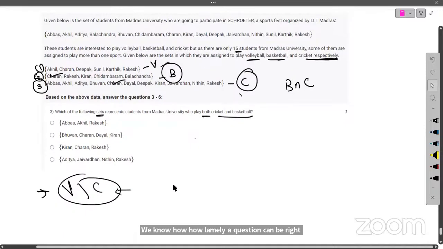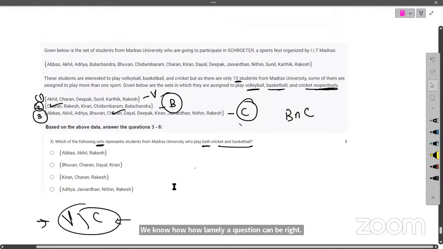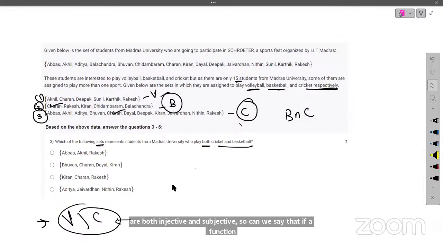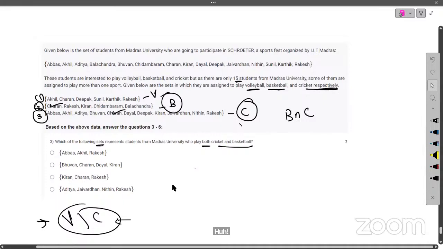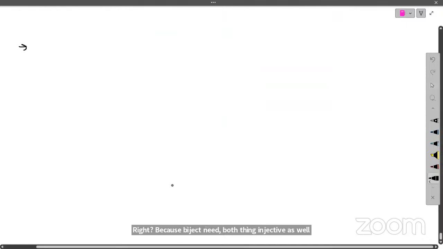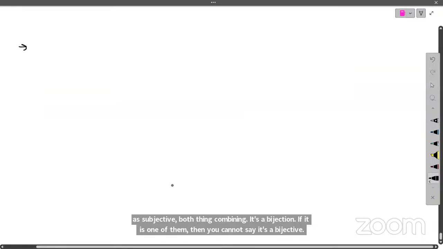Okay, thank you, ma'am. I wanted to say one thing. Since you told us that bijective functions are both injective and surjective, can we say that if a function is not injective, it will also not be bijective? Right. Because bijectiveness needs both, injective as well as surjective. Both combined make it a bijective function. If it is only one of them, then you cannot say it's a bijective function. Okay, thank you. Yes, you need both of them.